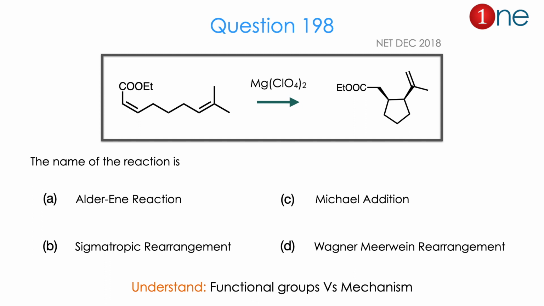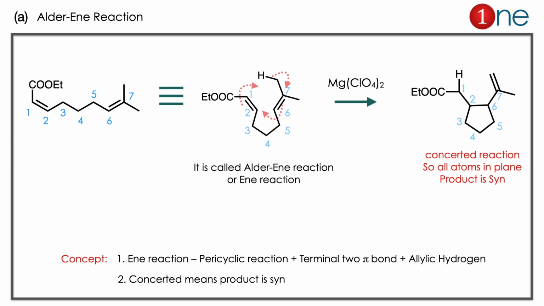Then let us look at the next question. You have a long chain compound with 2 alkenes and 1 ester group. Here is the magnesium chlorate. You have a ring closed product. They are asking what is the name of the reaction, what is really happening. They gave the 4 choices: Aldol reaction, Michael addition, sigmatropic rearrangement and Wagner-Meerwein rearrangement. So from the reaction and possible 4 answers, you might realize the question is really about functional groups in the reaction versus its mechanism. The answer is A. Let us see how.